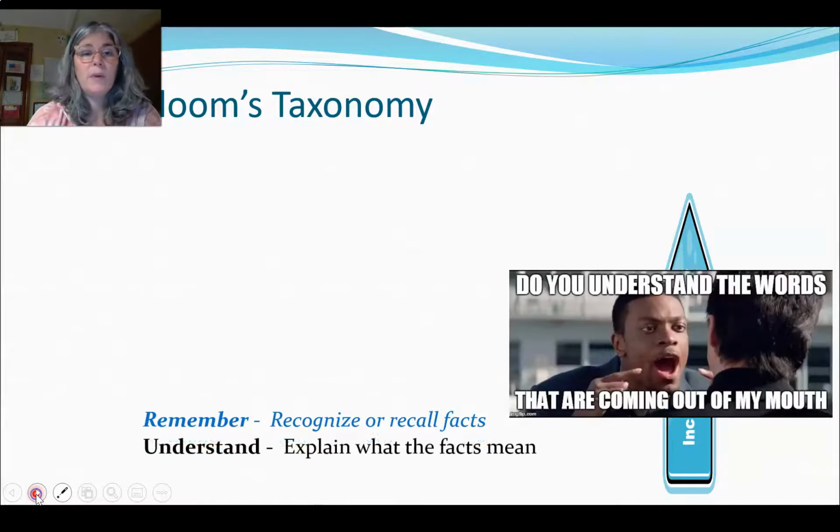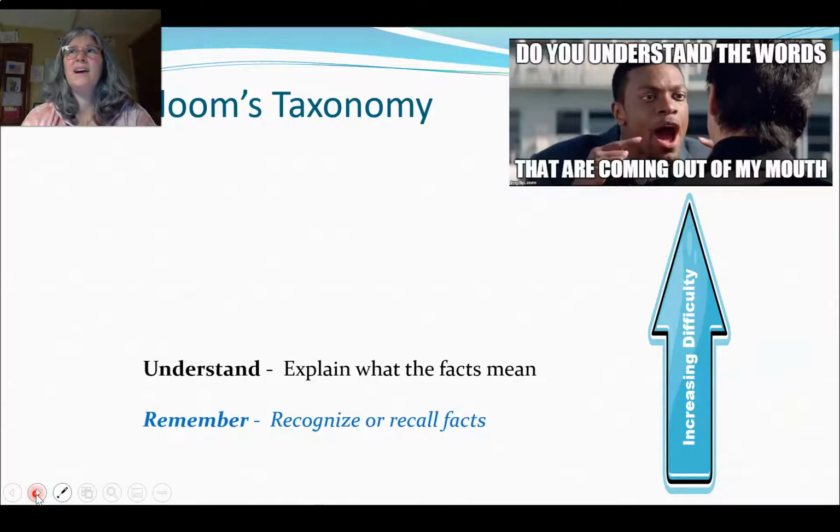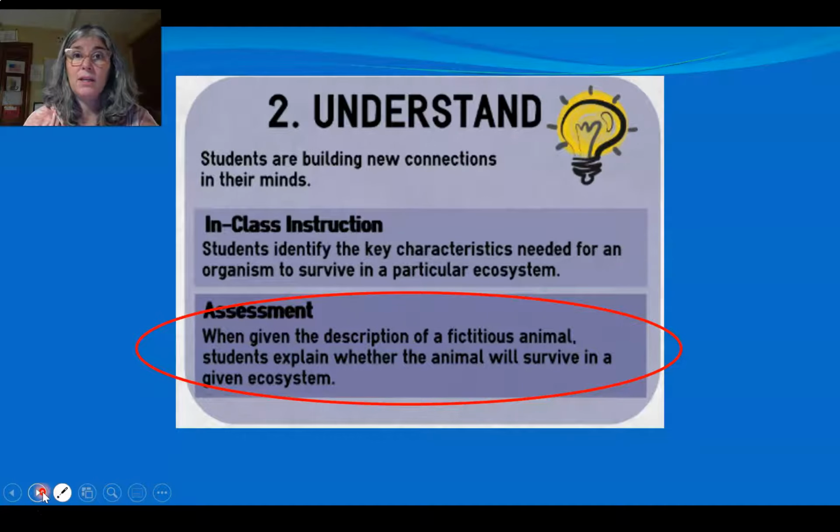All right, so next up we have understand. Understand is looking at, do you understand the words that are coming out of my mouth? Do you comprehend? Can you put it in your own words? Can you explain what this means? So the facts that you've been given, don't just spit them back to me. Can you show me that you know what they mean?